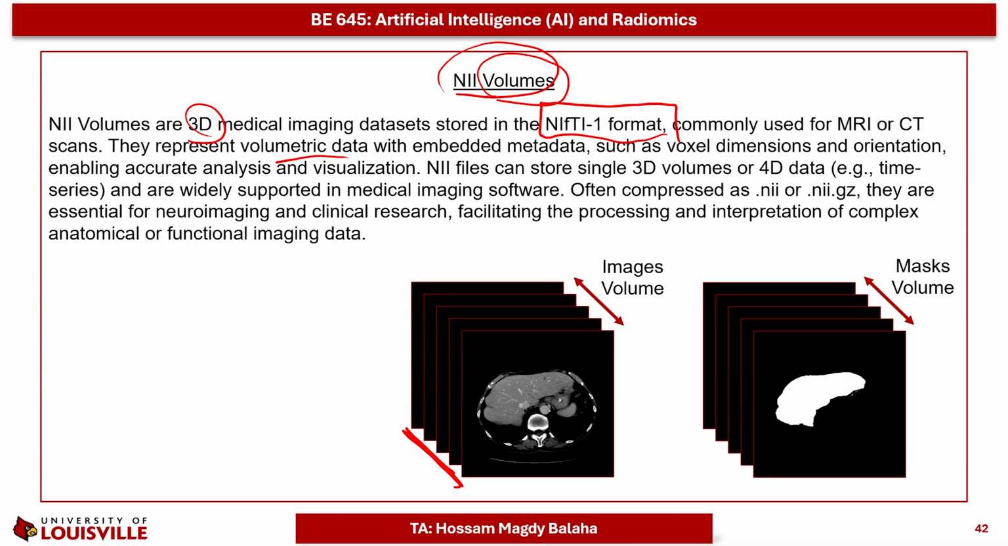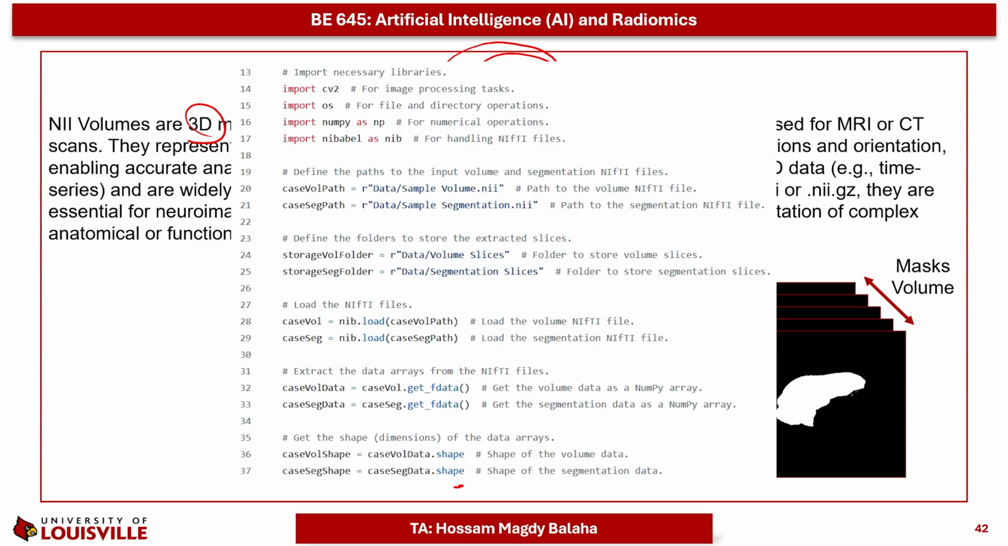So the first step is to read the NII and extract from them the different slices or images. There is a code here called NII 3D files. Here we imported CV2 for image processing, OS, which is a built-in module in Python for the different file operations, and we imported the NumPy package for the numerical operations, and nibabel to handle the NII files. We defined the paths for the volumes, one for the images or the volume and the corresponding segmentation volume. Then we defined the storage paths, one to store the slices for the volume and another for the segmentation frames.